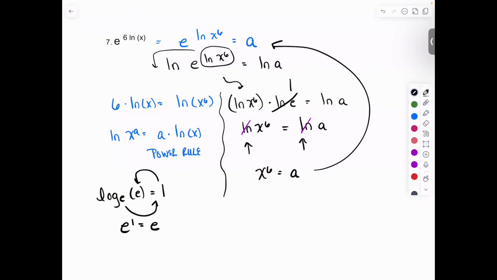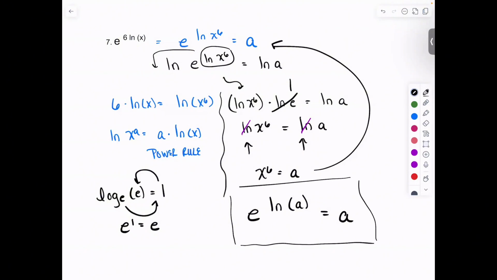But you can really just make it easier on yourselves. When you have e to the ln of something, in this case e to the ln of x to the 6th power, ultimately that was our a. So just remember this rule. It's a special rule when you're dealing with the value of e and the natural log as well. So ultimately, our answer is going to be x to the 6th power.